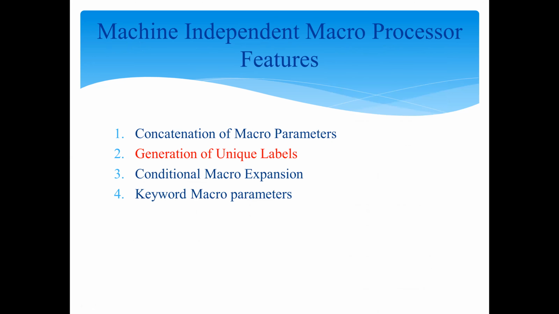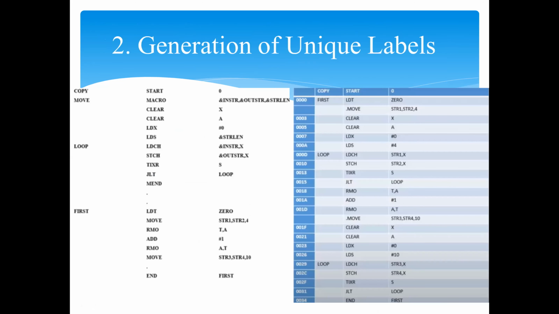Now let us look at the next feature, which is generation of unique labels. Consider this example, which will give you an idea of what generation of unique labels is. This is our program. We have COPY START 0, and it starts with a macro. The name of the macro is MOVE, and this is the macro definition, from CLEAR till MEND. Then it starts with the first statement, LDT.